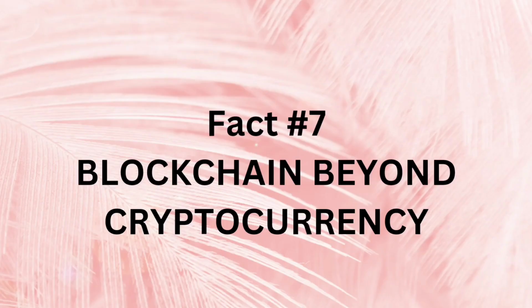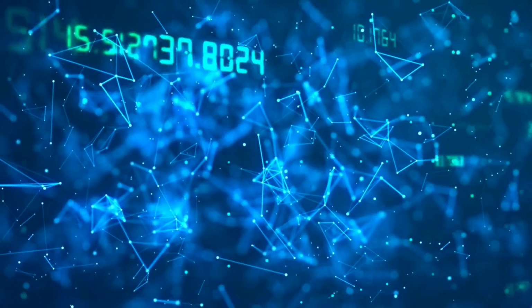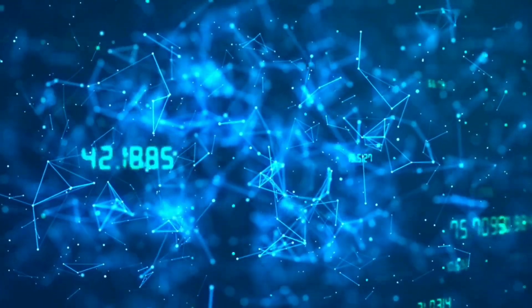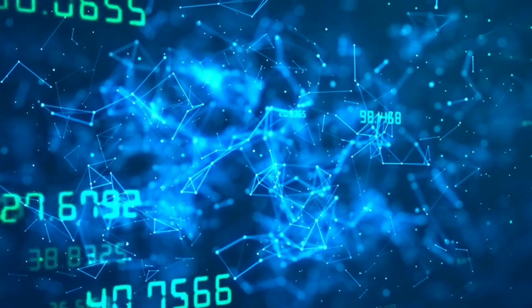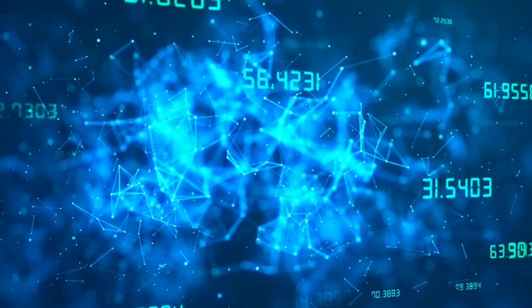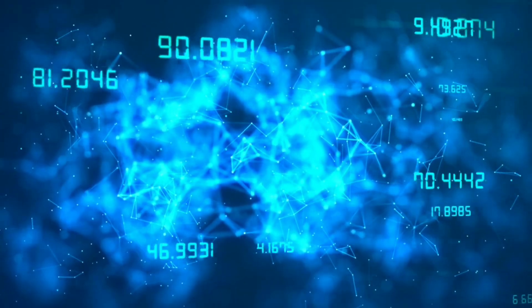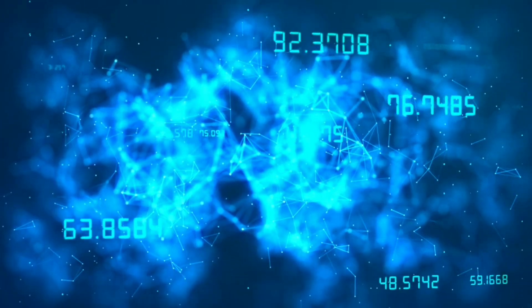Most people associate blockchain with cryptocurrencies like Bitcoin, but this technology has far broader applications. Blockchain is a decentralized ledger that ensures secure and transparent transactions. It's being used for everything from supply chain management to voting systems, making processes more secure and trustworthy.